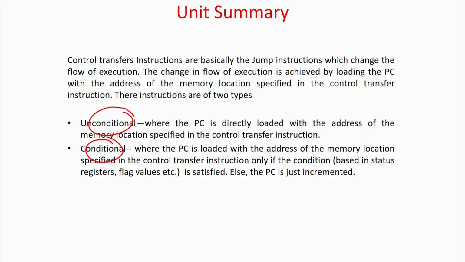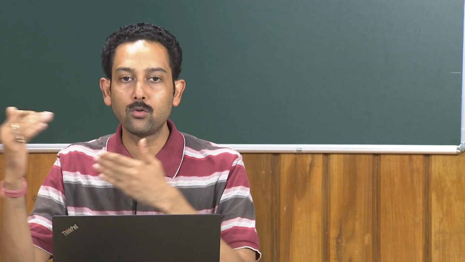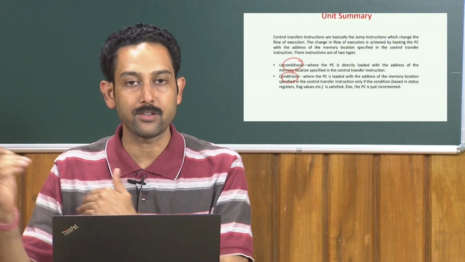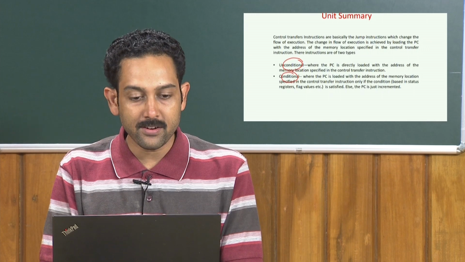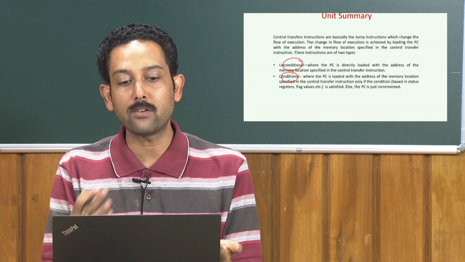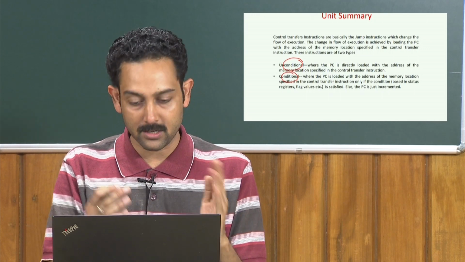And what is a conditional jump? When you look at the flags and decide what to do, like jump on 0 to some memory location 30 where the next instruction is. It will jump only if the 0 flag is set. That way we can differentiate control transfer instructions as conditional and unconditional.